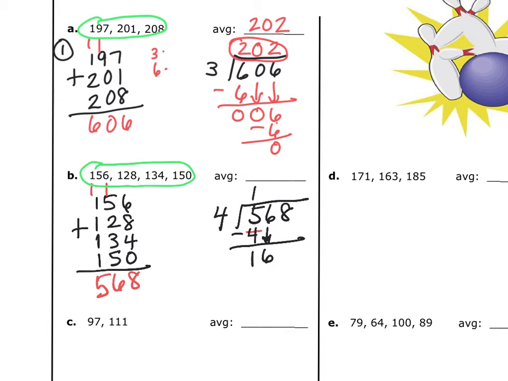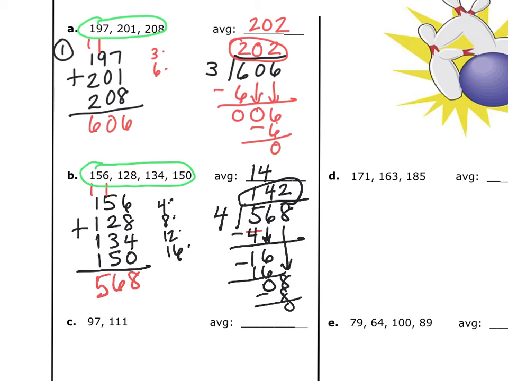How many 4s can I fit into 16? Here I go. 4, 8, 12, 16. How many was that? 1, 2, 3, 4. 4 4s fit into 16. Subtract. My last number to bring down is 8. How many 4s can fit into 8? 2 4s can fit into 8, because 2 times 4 is 8. And then I'm done. So my final answer for the average was 142.